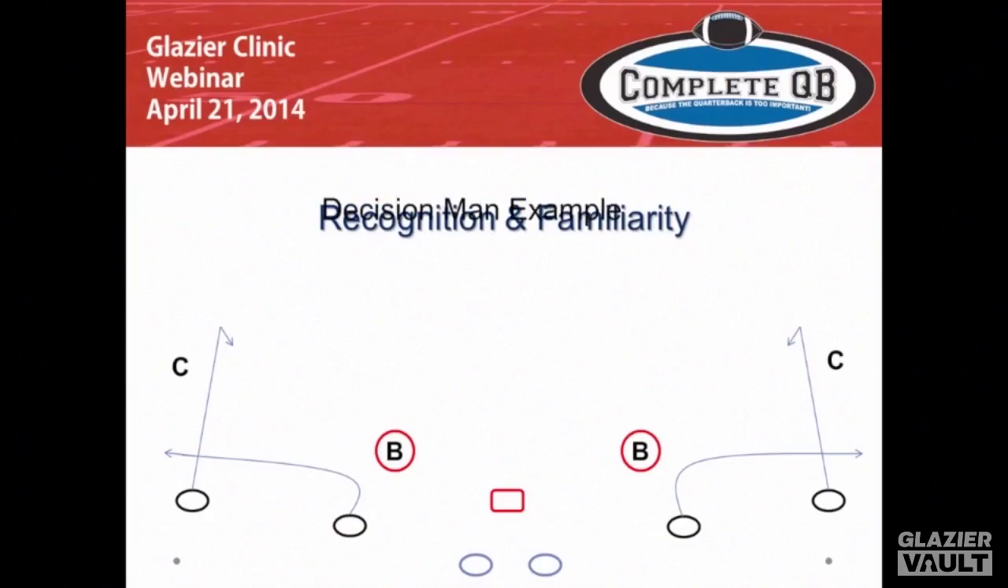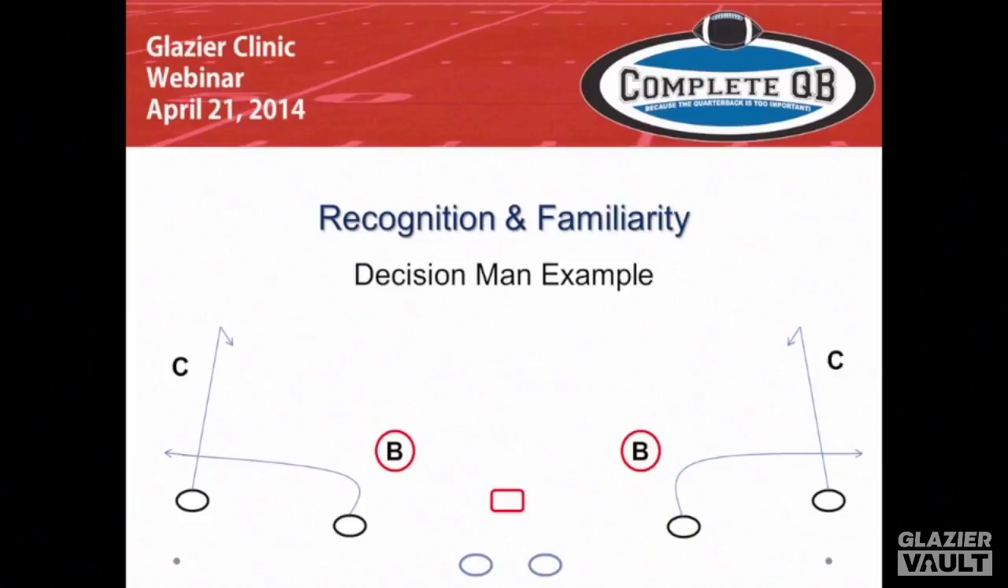And this is a good one I like because it's pretty low overhead. It doesn't take a whole lot of time. You can run multiple quarterbacks at the same time. So you can see at the bottom of the screen, the two blue circles are two quarterbacks. You can see to each side. We're running the basic curl flat concept.